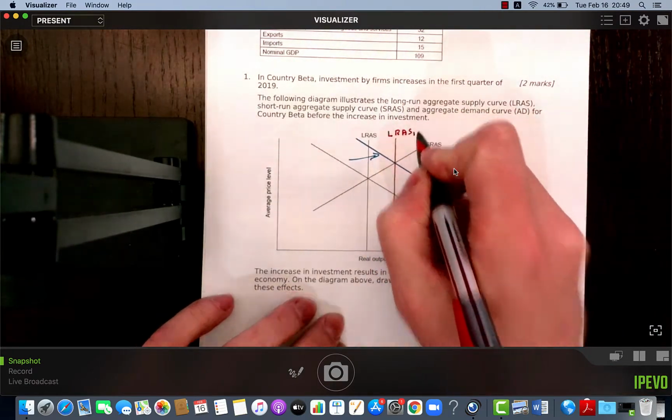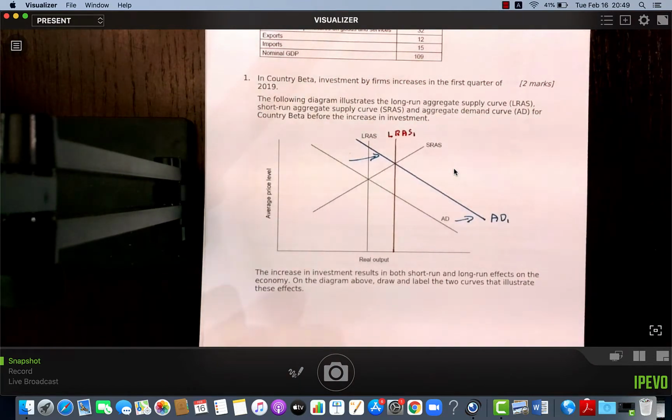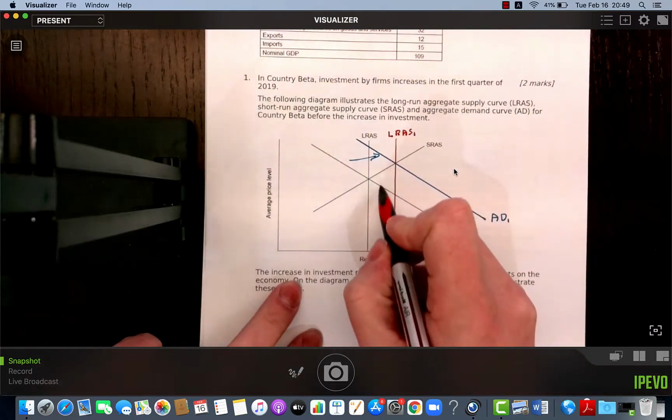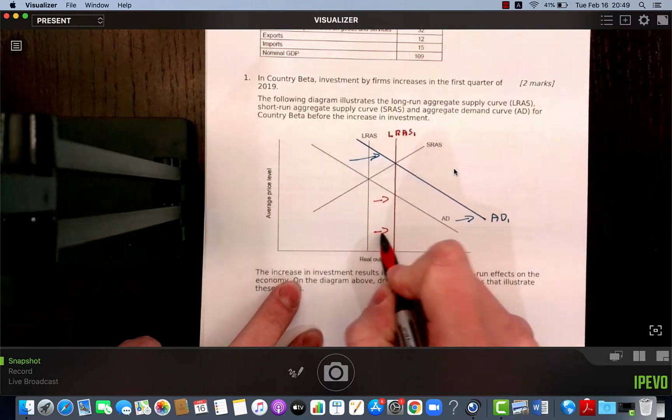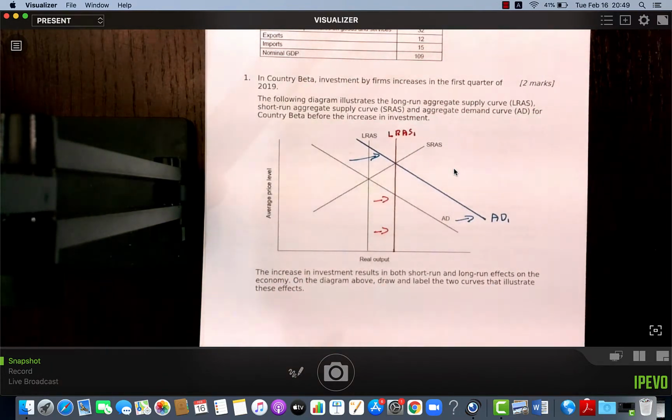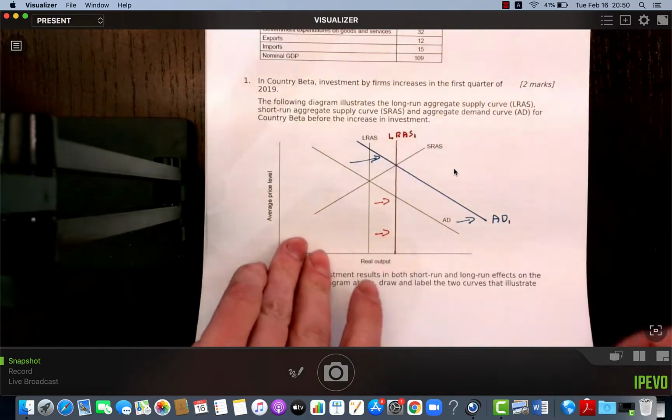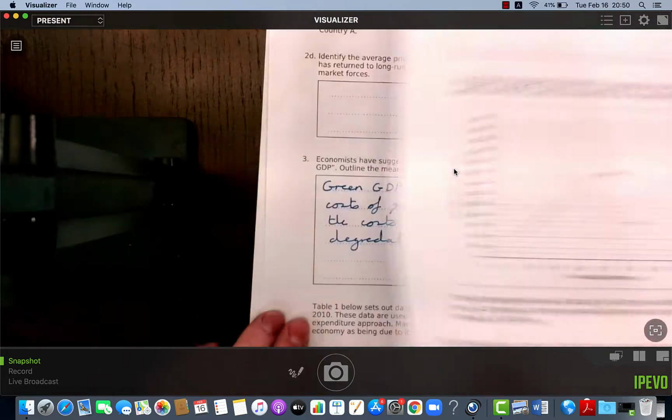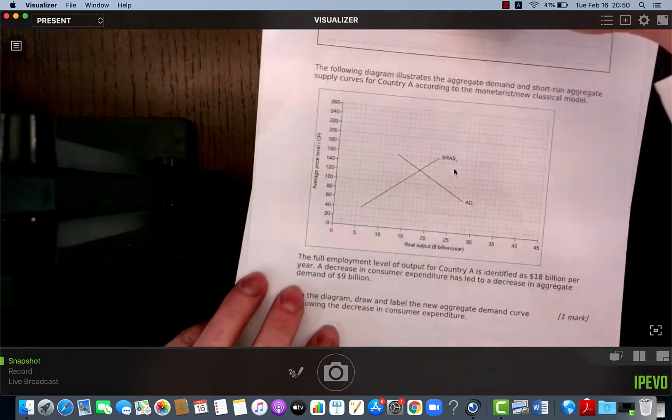Now, to be honest with you, it only asks for two curves here that cross, and we've drawn that. We've drawn the two curves here, LRAS and AD shifting outwards. But what you can actually do is also draw the SRAS curve shifting outwards. I'm not going to do that now because it's not necessary, but think about it: if there's more capital, more factors of production in the economy, the SRAS curve will also shift outwards. But just for this question, all you're required to do was draw the two curves.